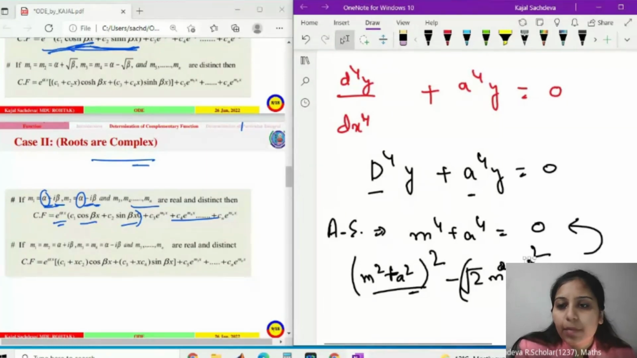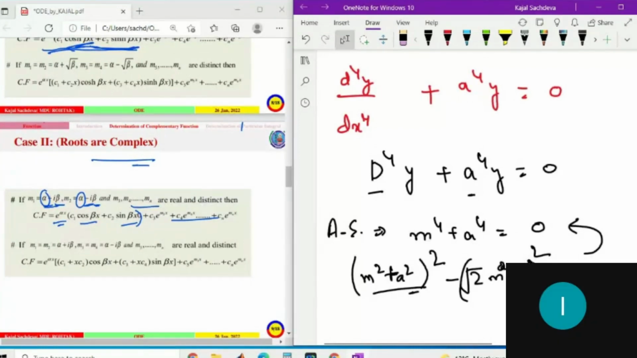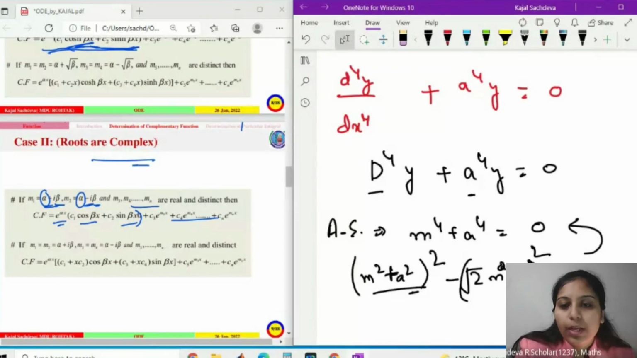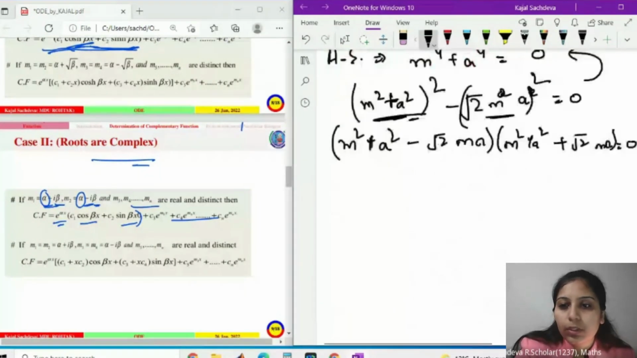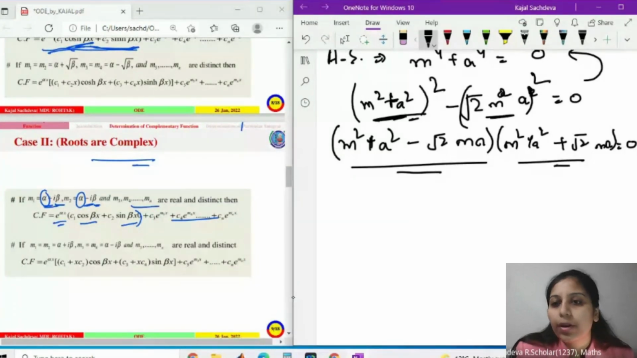How do we write A^2 minus B^2? We have the formula: (A + B) into (A - B). Yes, good. So we have the formula: m^2 plus a^2 is A and minus B, root 2ma. In the similar manner, A plus B. So (m^2 + a^2 - root 2 m a)(m^2 + a^2 + root 2 m a) is equal to 0. So we can find from here, this is also a quadratic equation and this is also a quadratic equation.